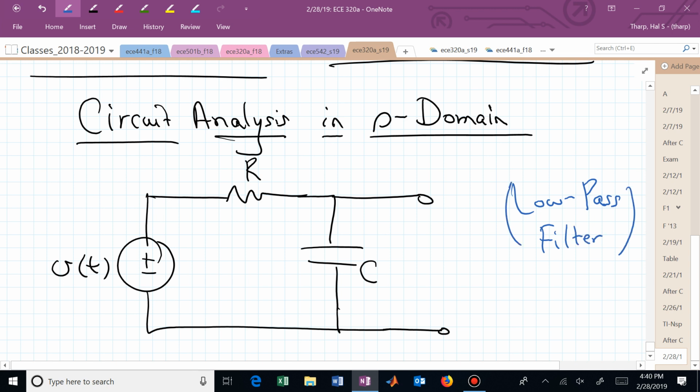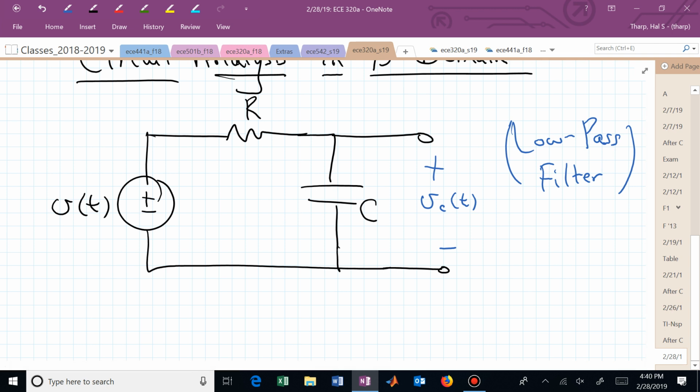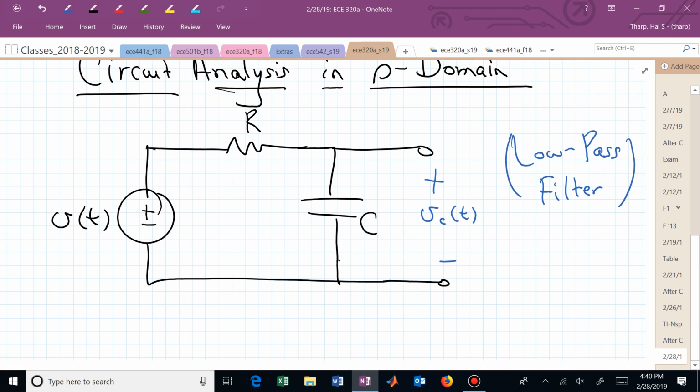And now we want to figure that out with some analysis. So let's now say that this is the output of this filter or circuit. You could analyze this many different ways, but what might you prefer, or what might be your strategy? If this is now an RC circuit, what variable might you want to focus on in writing your equations?